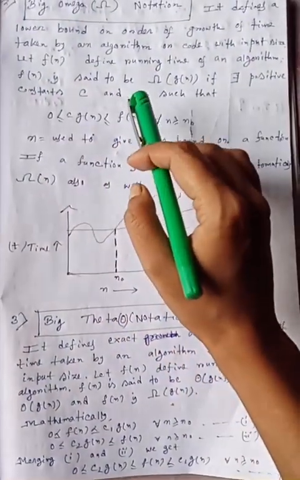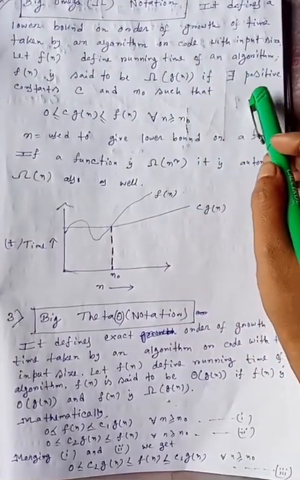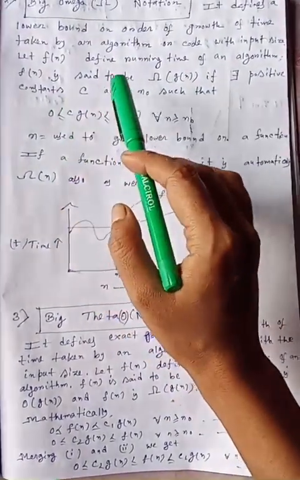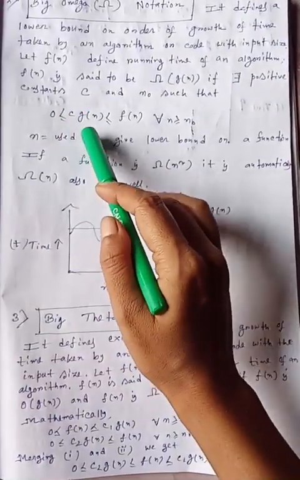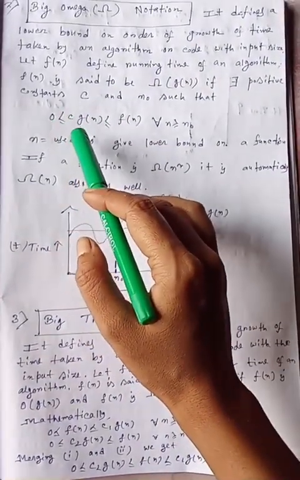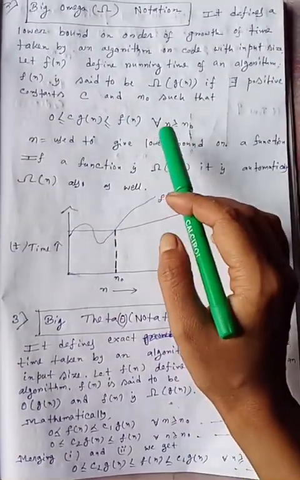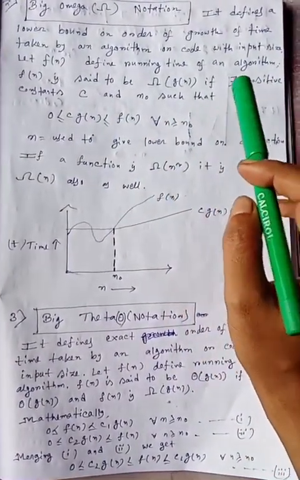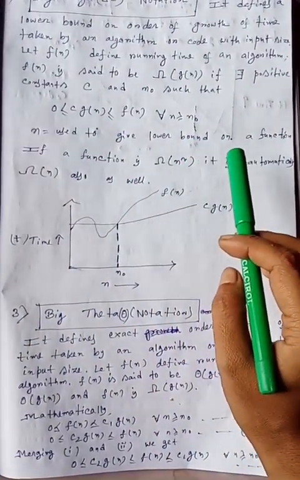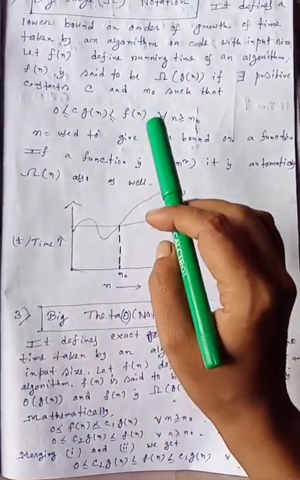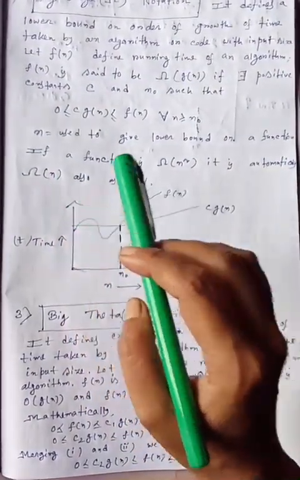f(n) is said to be big omega of g(n) if there exist positive constants c and n0 such that 0 ≤ c·g(n) ≤ f(n) for all n ≥ n0. Here n is used to give a lower bound on a function. If a function is big omega of n square, it is automatically big omega of n as well.